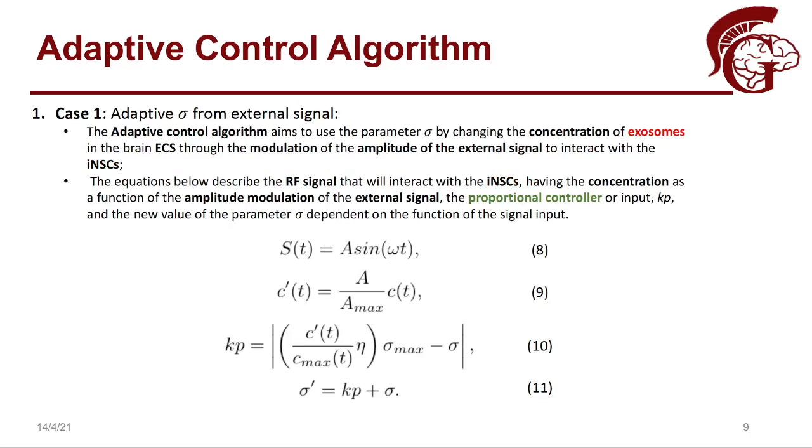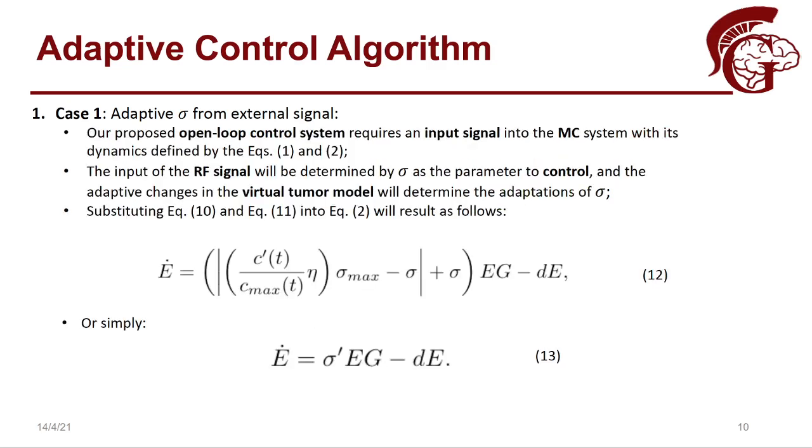So in the first case, the algorithm aims to control the sigma parameter by changing the concentration of exosomes in the extracellular space through the amplitude modulation of the radio frequency signal. We can see in the equations below the radio frequency signal that will interact with the induced neurostem cells, the concentration of exosomes that will be a function of the amplitude modulation of the signal, the proportional controller Kp, and consequently the updated value for the parameter sigma considering the proportional controller Kp.